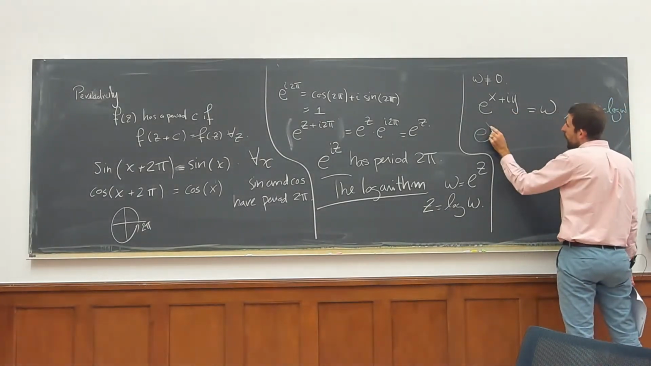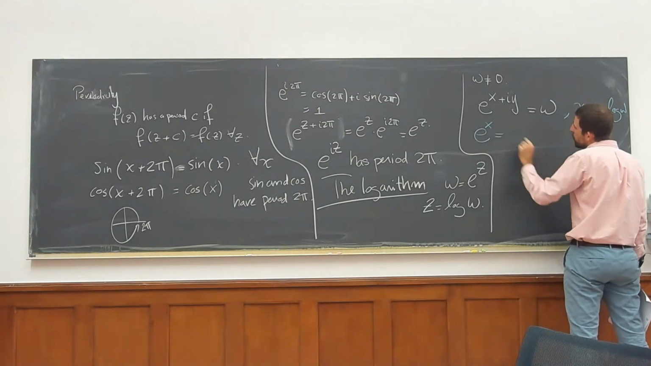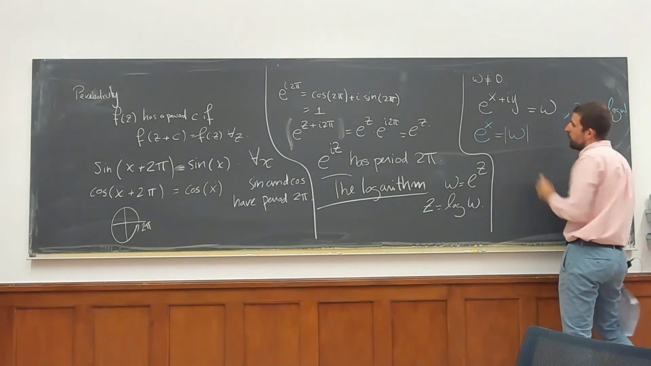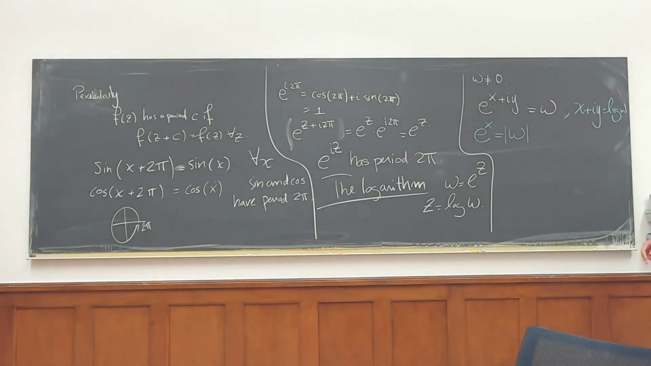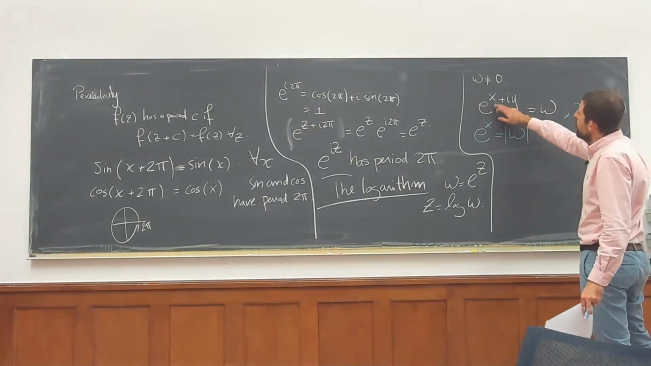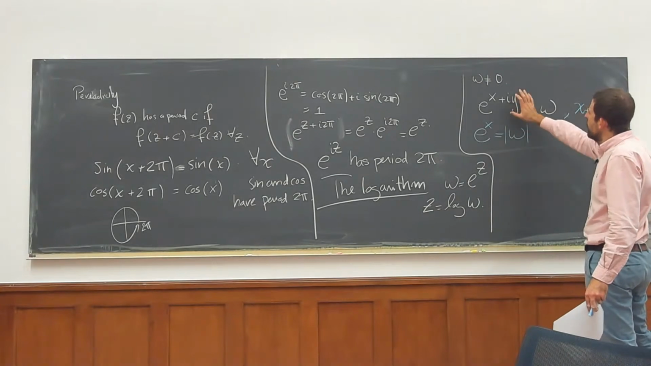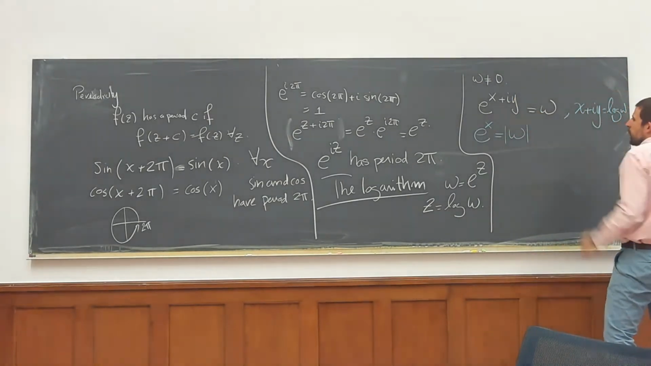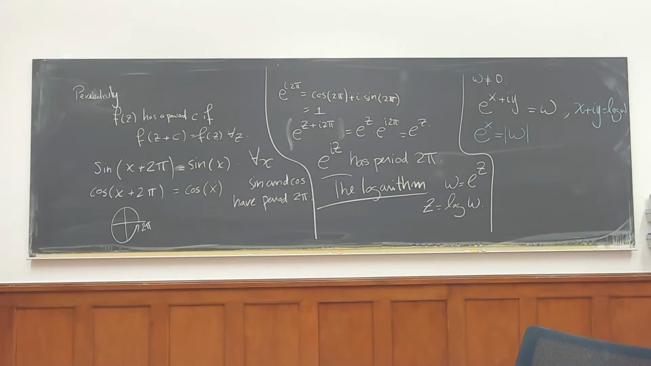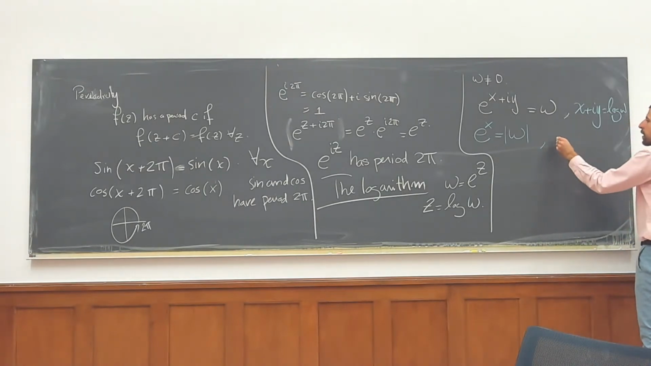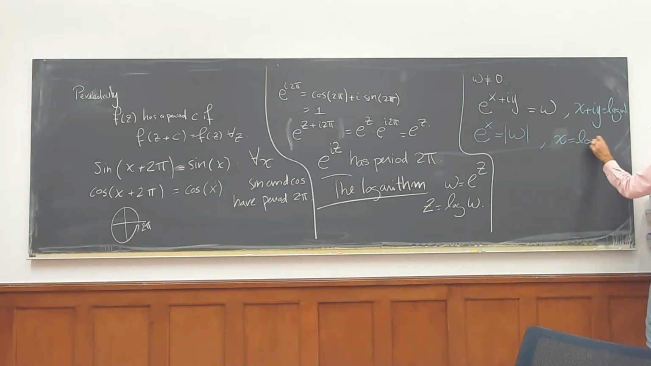So e to the x should be equal to the absolute value of w, because we know that this will be e to the x times e to the iy. E to the iy is norm 1, so e to the x will be the absolute value of w. This means that the value of x is just equal to the log of the absolute value of w. This is like the log over the reals, the real logarithm, the one that we're used to.